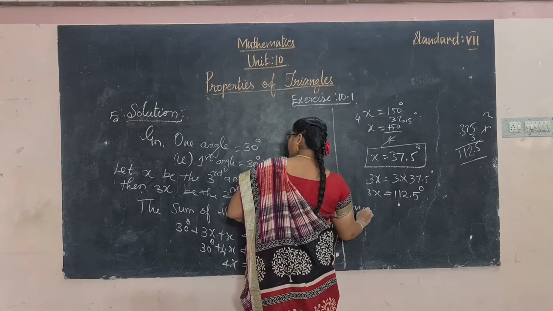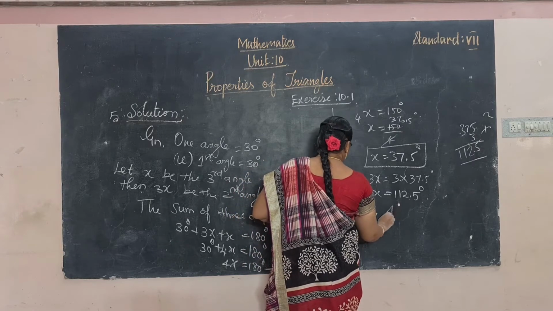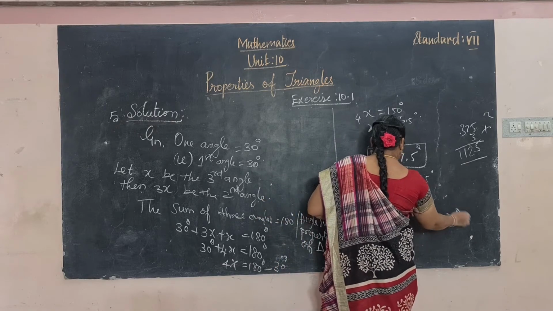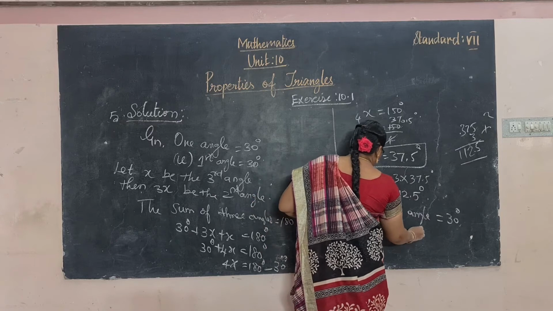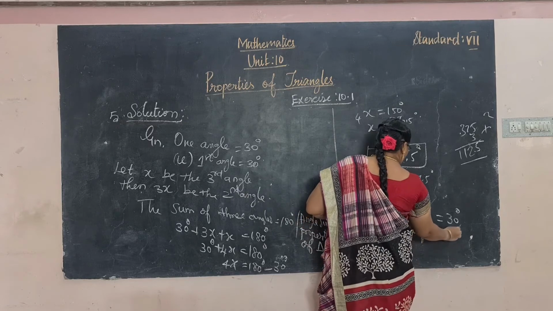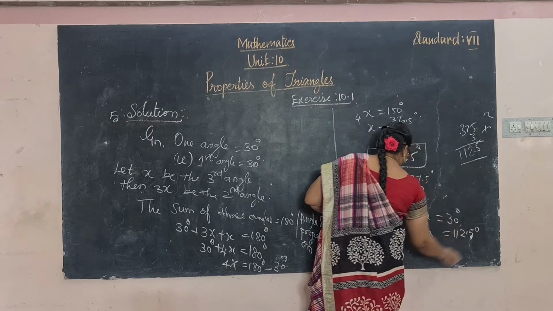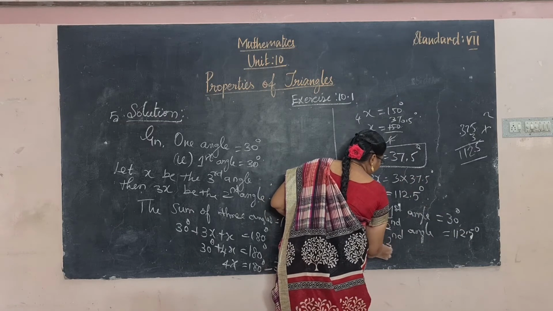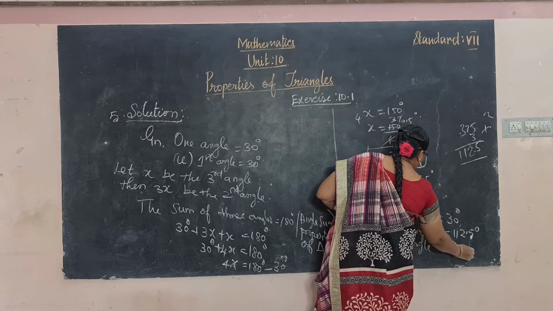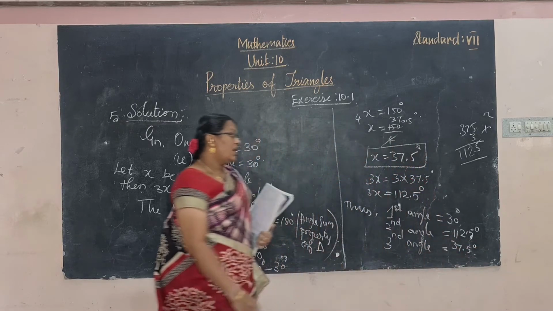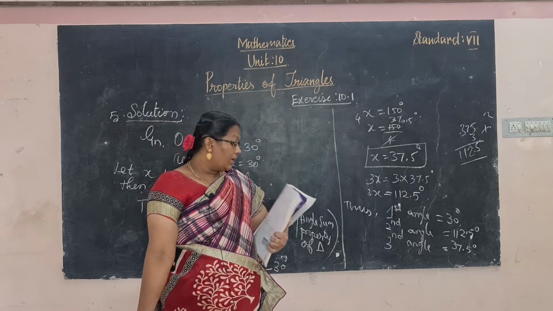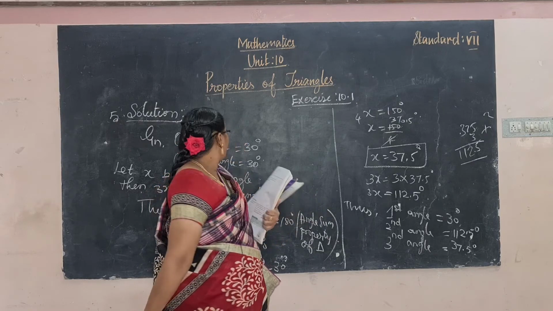Thus the first angle is equal to 30 degrees, the second angle is equal to 112.5 degrees, and the third angle is equal to 37.5 degrees. The sum of these three angles we get as 180. Okay, that's it. Now move to the next one.